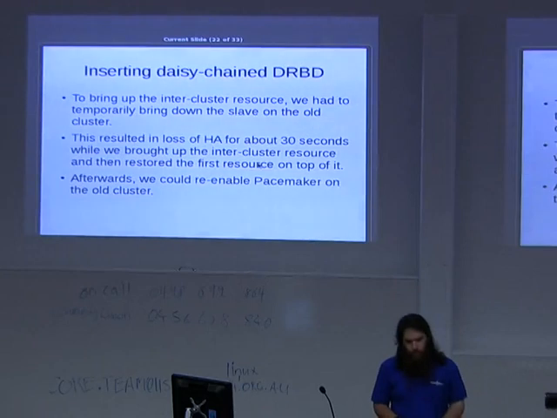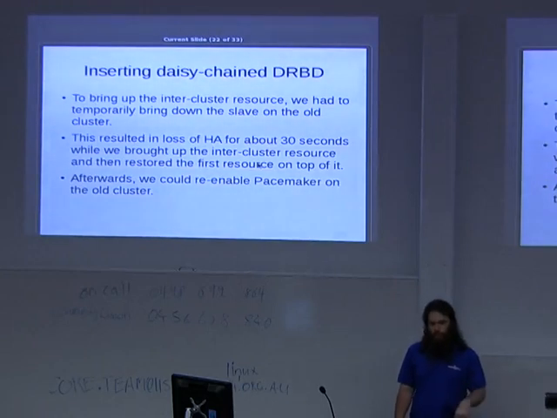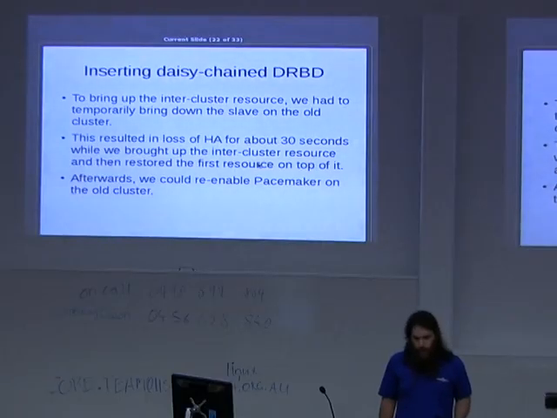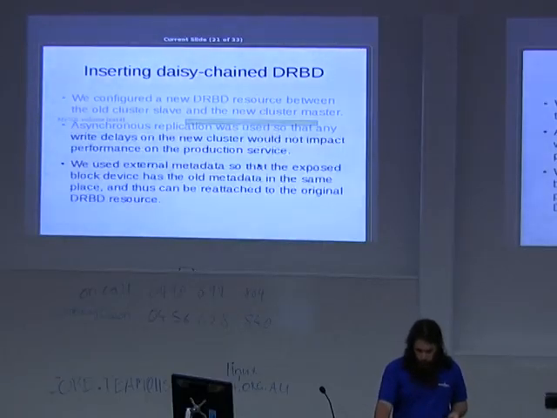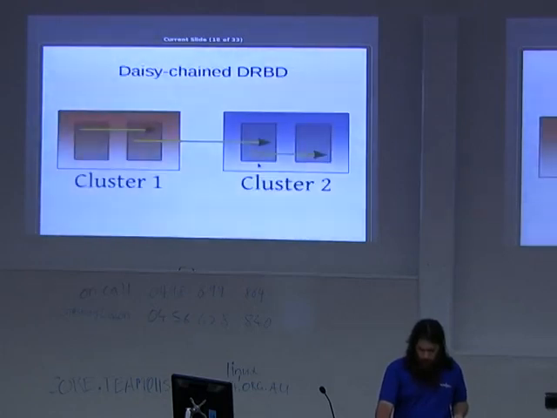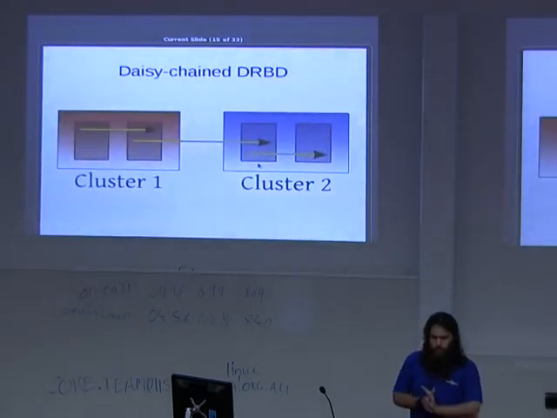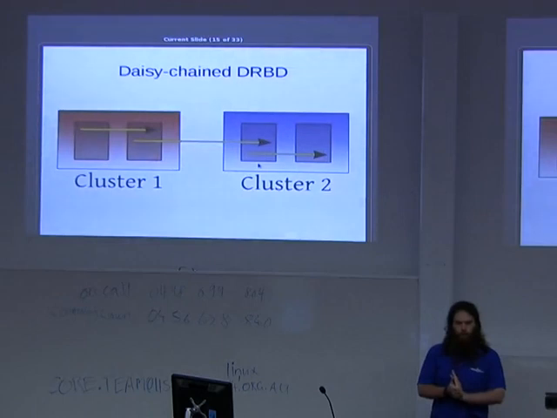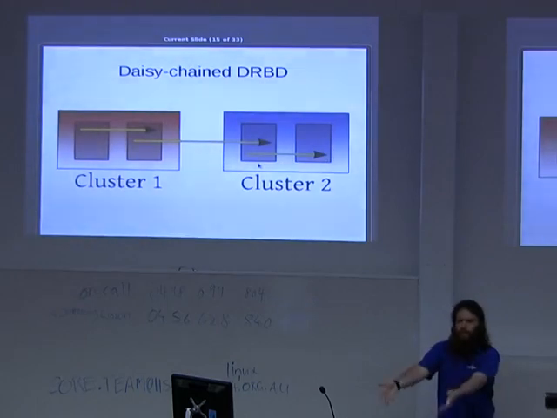We had a resultant loss of HA for about 30 seconds. It's a few commands to bring down the resource, bring up the new one, and then bring up the existing one on a new backing store. And then we could re-enable Pacemaker on the old cluster, and it might seem non-obvious why, but Pacemaker doesn't really care about what backing store DRBD is using. Pacemaker is just told you have some DRBD resource, please manage it.